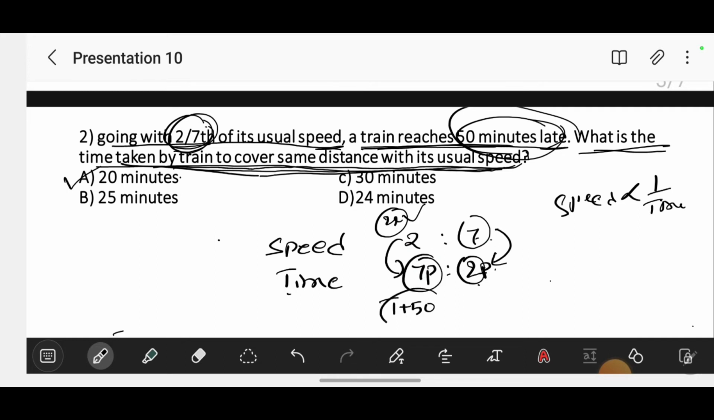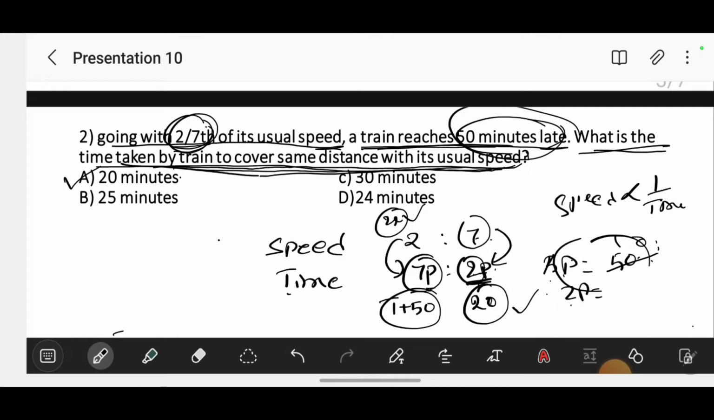So 7p becomes t plus 50, and what is the difference? 5p. This difference is 50. So the total time for this is 2p. That means 2 in 5 tenths, no? So 1p equals 10, 2p equals 20. So 20 minutes is the time taken by the train when it is going with the usual speed.